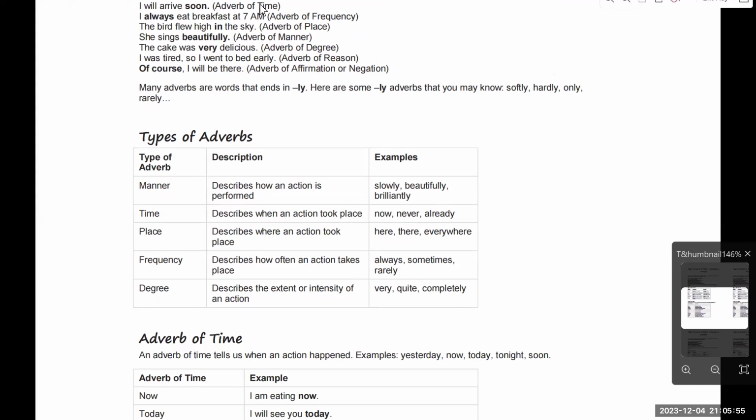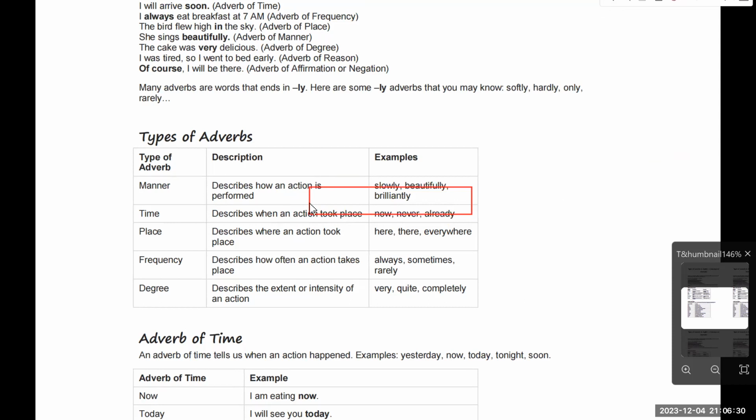So again, for adverbs of manner, that's what we had first. Okay, let's read again the description: how an action is performed. Okay, so how an action is performed, and you already know from an adjective, to make an adjective into an adverb, you just have to add ly. Okay, so that's how you make that into an adverb.